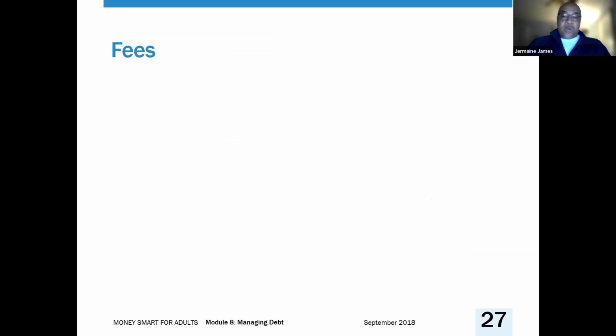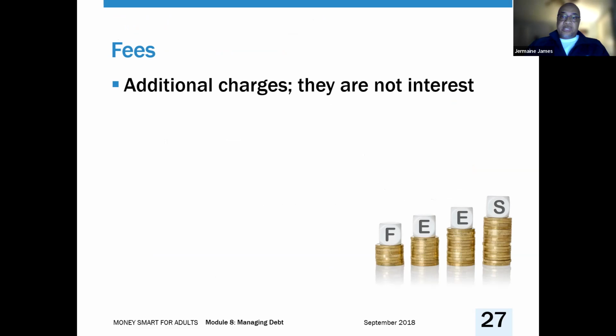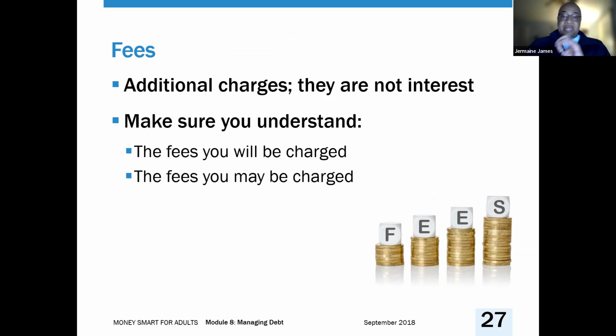We're going to move ahead and talk about fees. When we think about fees, these are additional charges. They are not interest. It's very important that you understand the fees you'll be charged and the fees you may be charged, because if it's a late payment, we're giving you a late payment fee. If you go over the credit limit, we're giving you an over limit fee, right?